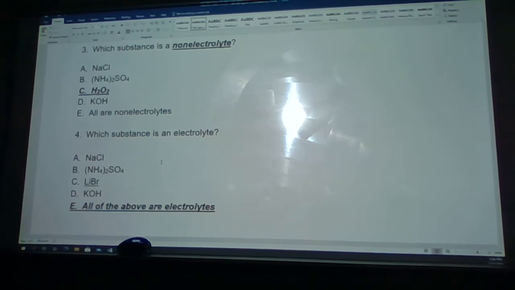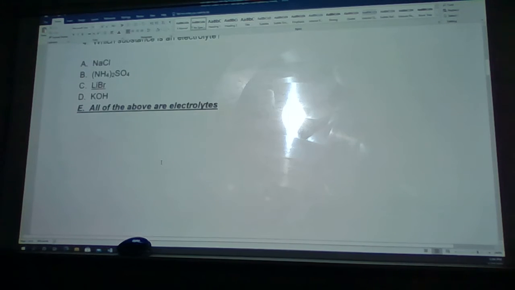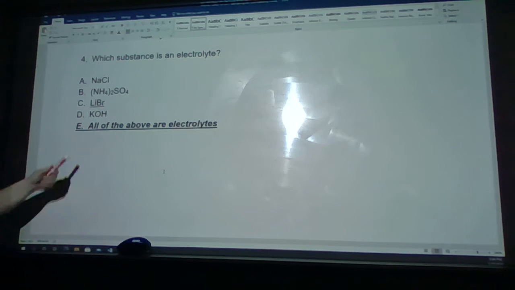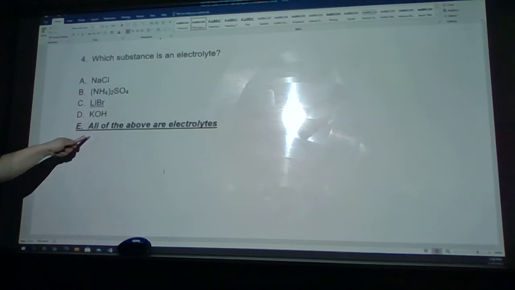Number 4, which of these is an electrolyte? Remember, ionic compounds bust up into cations and anions. Sodium chloride, it's an electrolyte. KOH, it's an electrolyte. Ammonium sulfate is an electrolyte. Lithium bromide is an electrolyte. Therefore, all of these are electrolytes.